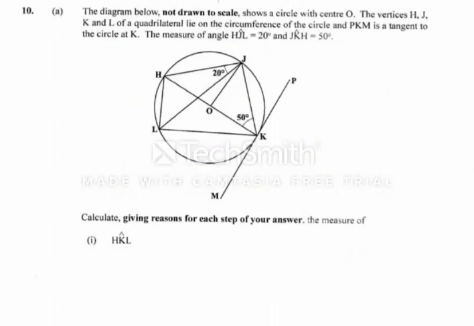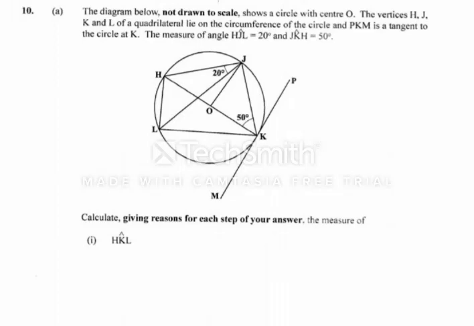Question number 10a. It says the diagram below, not drawn to scale, shows a circle with center O. The vertices H, J, K, L of a quadrilateral lie on the circumference of the circle, and P, K, M is a tangent to the circle at K. The measure of angle HJL is 20 degrees, and angle JKH is 50 degrees. All right. So this topic is circle theorem.